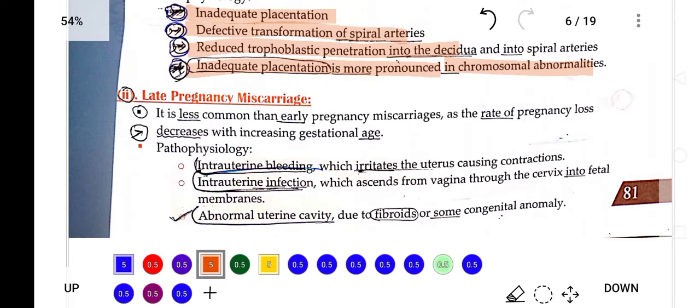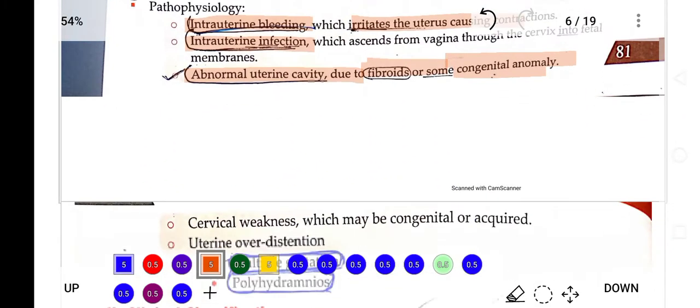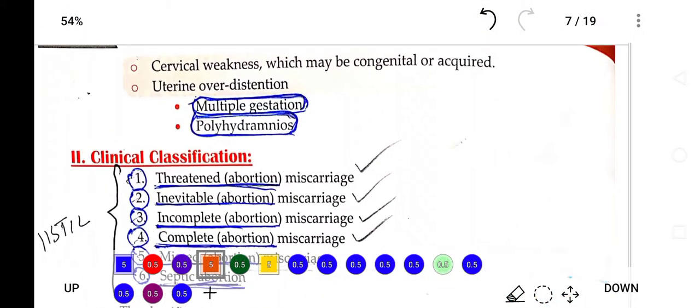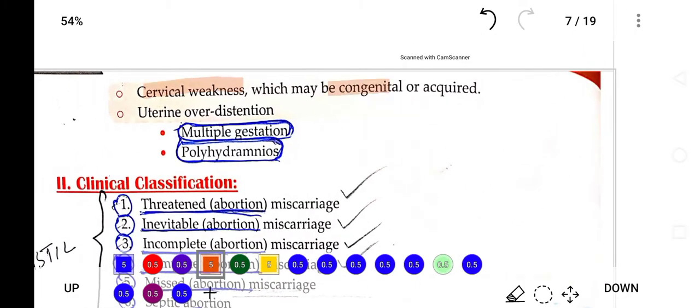Another type is late pregnancy miscarriage, in which intrauterine blood supply is compromised. Intrauterine infection can be there, and an abnormal uterine cavity which has fibroids and congenital anomaly may develop late pregnancy miscarriage. Okay, so cervical weakness, which may be congenital or acquired, and over-distended uterus, which may be because of multiple gestation or polyhydramnios, can cause late pregnancy miscarriage. So these are the causes of miscarriage, in which polyhydramnios means excessive amniotic fluid causing expulsion of the fetus, that is late pregnancy miscarriage.